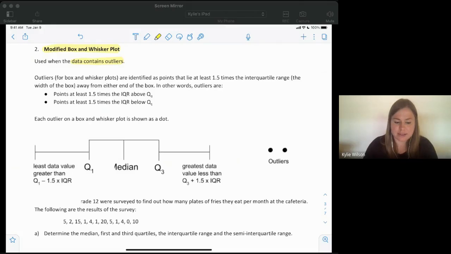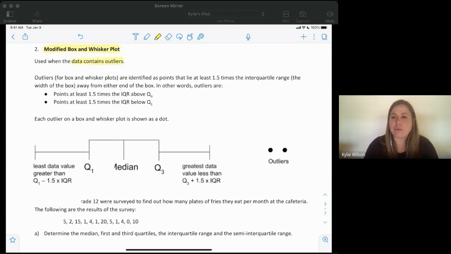In order to do that, we have to define an outlier. An outlier is a point that's at least 1.5 times the interquartile range. So if it is 1.5 times the interquartile range away from the third quartile, it's an outlier. If it's below, it's an outlier. And I'll show you how to calculate those pieces.